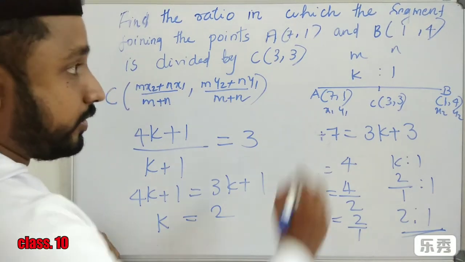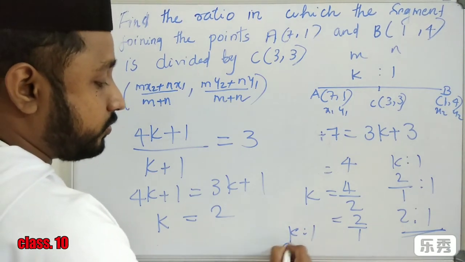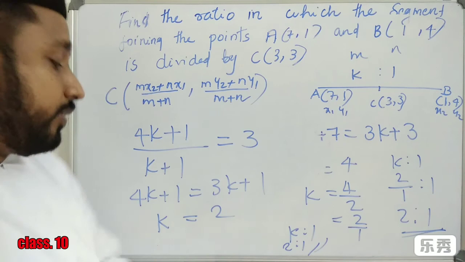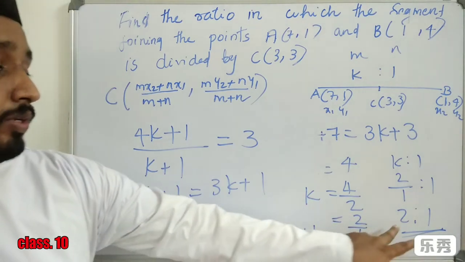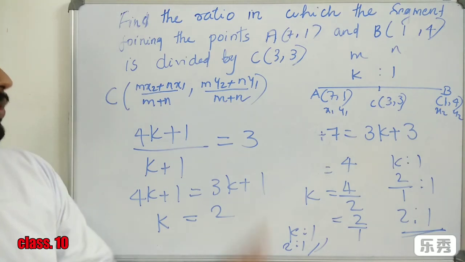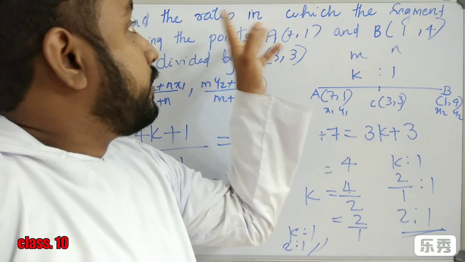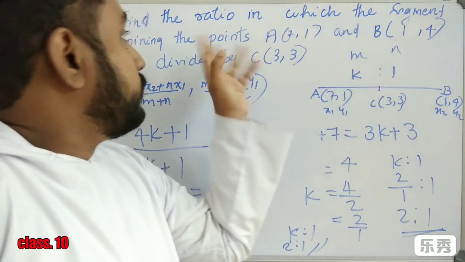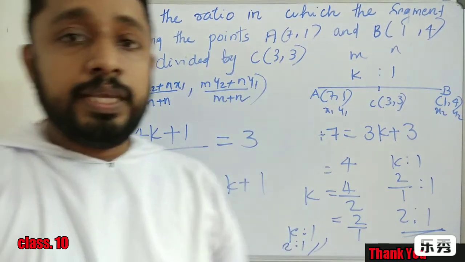So the ratio is k:1. Therefore k is 2, so 2:1. We got 2:1. So k is equal to 2 by 1, or 2:1. So the ratio is 2:1. So the ratio 2:1, in which the line segment joining points A (7, 1) and B (1, 4) is divided by C (3, 3).